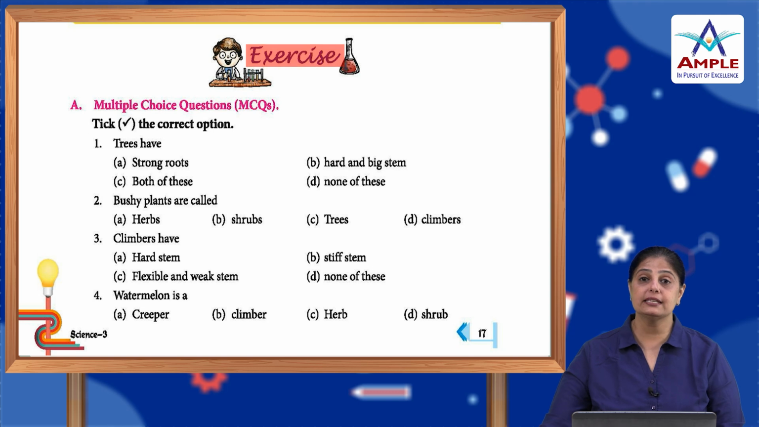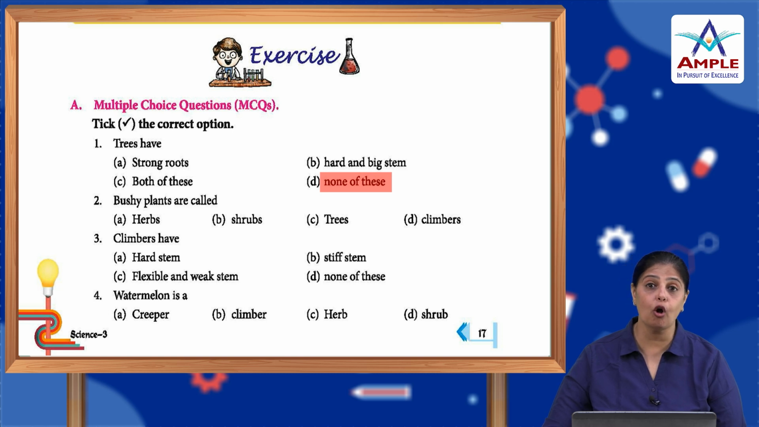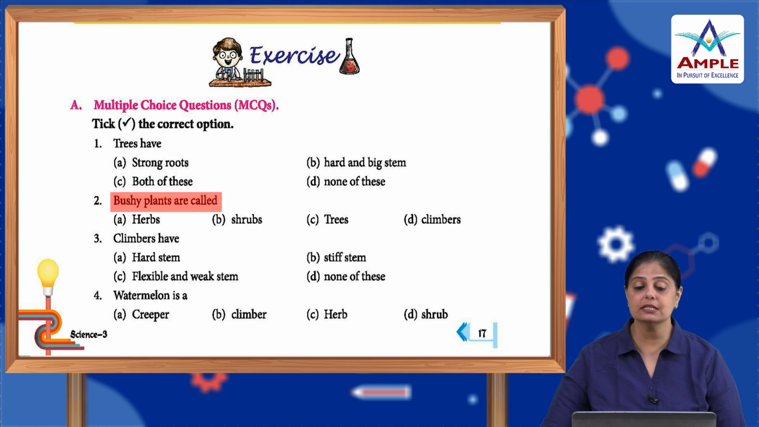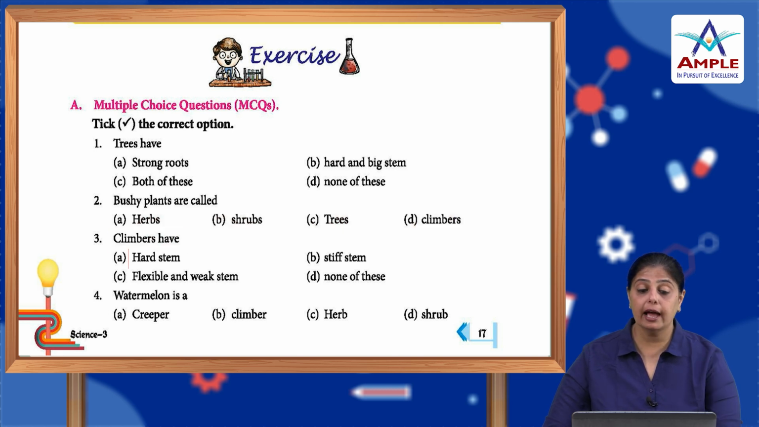Now, exercise. Multiple choice questions. Now, let's test your knowledge here. Take the correct option. Trees have strong roots, hard and big stem, both of these or none of these? It has both of these. Bushy plants are called herbs, shrubs, trees or climbers? They are known as the shrubs. Climbers have hard stem, stiff stem, flexible and weak stem, or none of these? Climbers have flexible and weak stem.